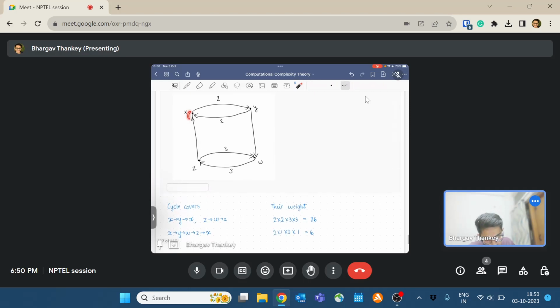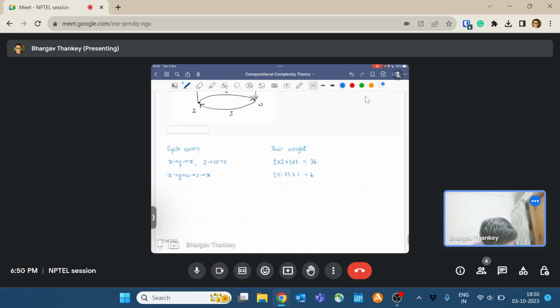Now, are there any other cycle covers possible? Out of X, we have only one option, take this edge and go to Y. And once we are at Y, we have only two options, this and this, and we have explored both options. So these are the only two cycle covers possible. And so the total weight is 40. Sorry, 42.